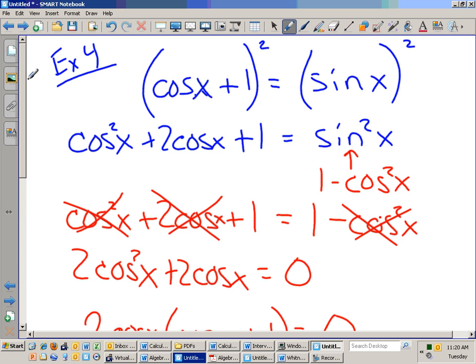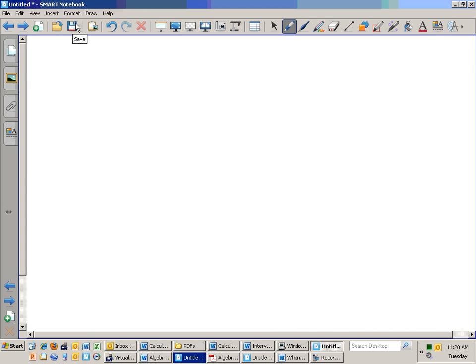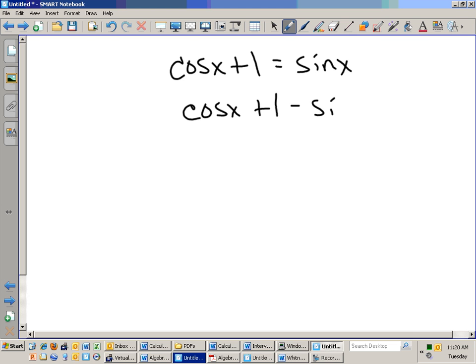Remember when we divided sine off for both sides a couple days ago and we lost solutions? Well, here we squared both sides. We might have added a solution. So you got to check your answers. I'll show you the short way to check. Our original equation was this. Cosine of x plus 1 equals sine of x. If I simply get everything on one side, cosine of x plus 1 minus sine of x is equal to 0, I'm going to go to my calculator and check to see if those answers work.